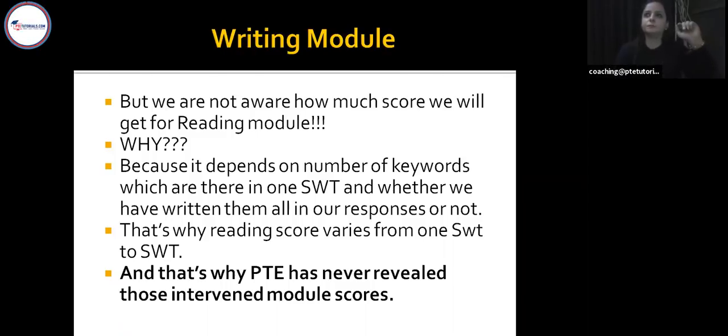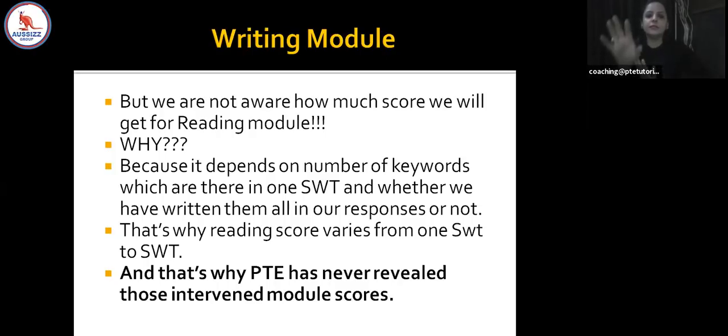Giving one example. Suppose the paragraph has 200 words. Now, out of those 200 words, when the scanning of your written paragraph in one sentence, your sample response, is going on, some of the words will get highlighted. What words will be highlighted? Only those which are the main keywords. And on the basis of those highlighted keywords, you will be getting the reading score.